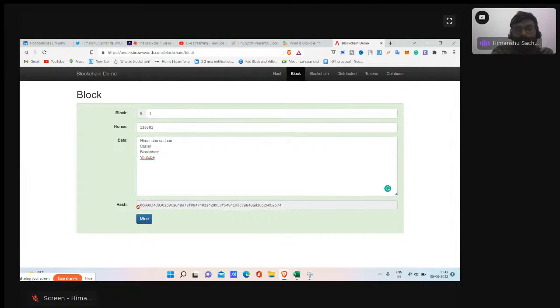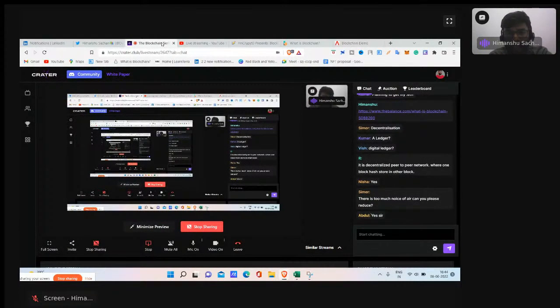Which means whichever data you write inside the block will be encrypted in the form of a hash key, and that hash key will be saved in the blockchain. So this is how the blockchain concept really works. Whatever data you add will be converted into an encrypted key, and that encrypted key will be saved inside the blockchain.